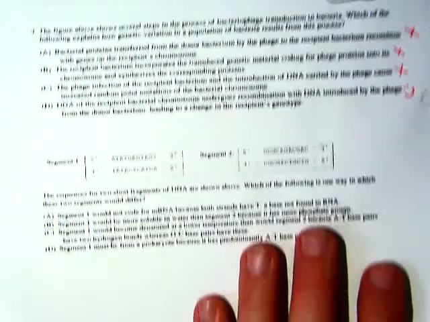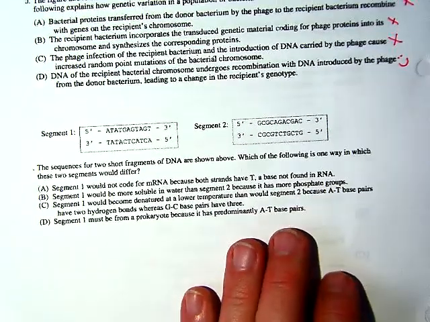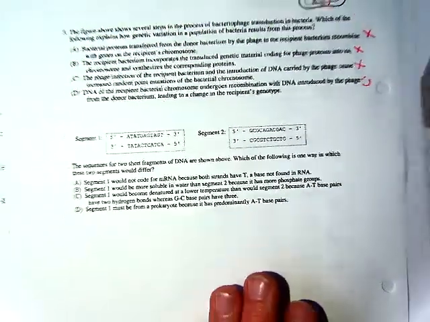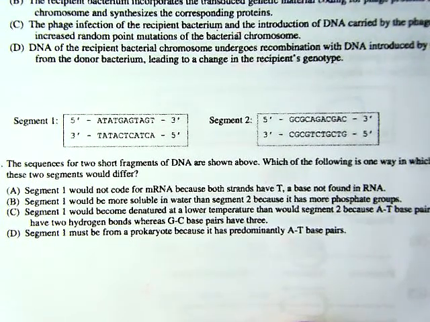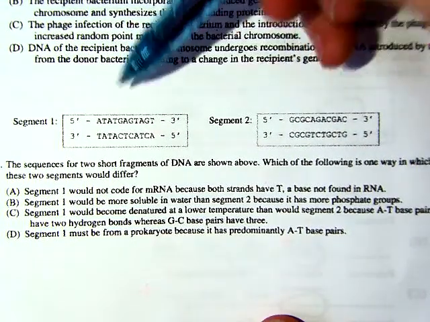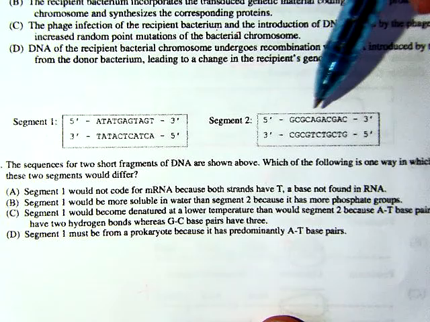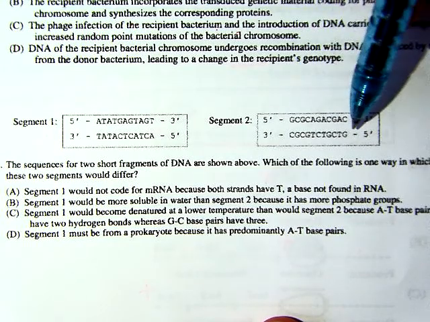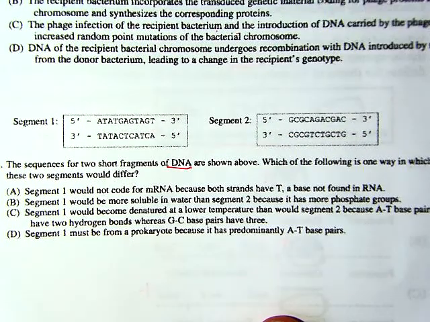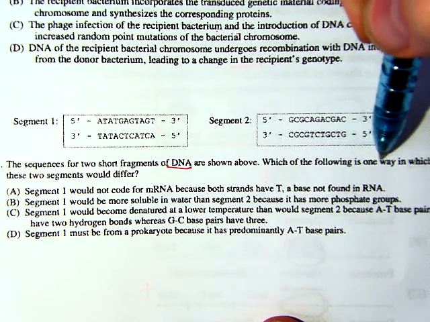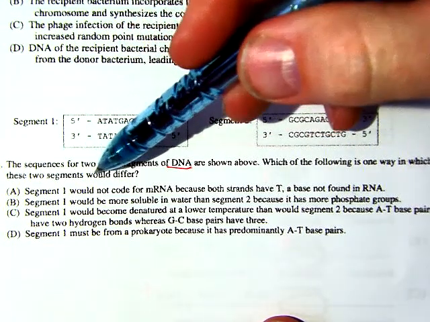Okay, and lastly, we have two segments. This one's got a lot of A's and T's. This one's got very few A's and T's. The sequence for the 2 short fragments of DNA are shown above. Which of the following is one way in which these 2 segments would differ?